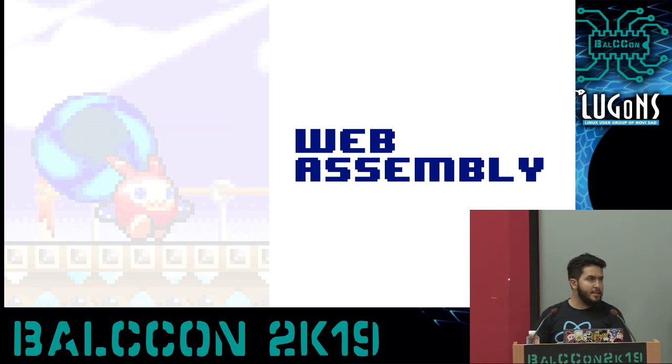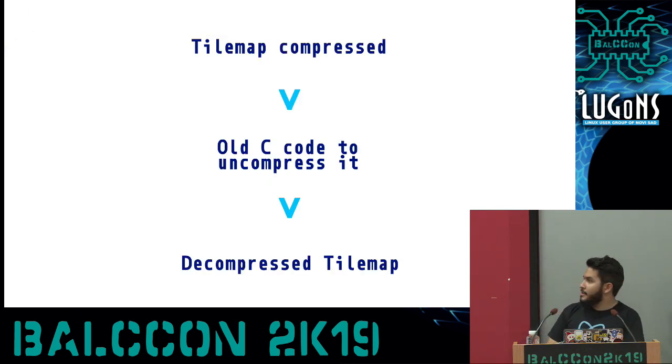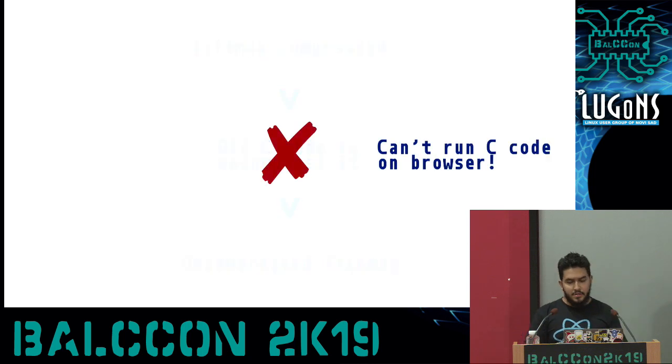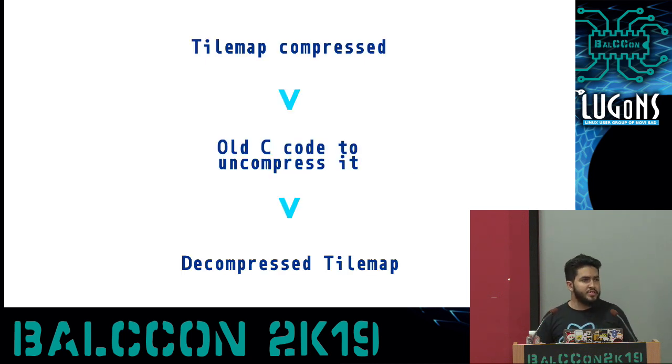Another cool thing to mention when it comes to coding the web app itself is the usage that we have of WebAssembly, because the flow that Macabeus explained is that we get the tile map compressed, and we use that old C code to uncompress it, and we get the decompressed tile map. But there is a gotcha, which is you can't run that C code in the browser. So we could translate the C code into JavaScript or something, but that would require a lot of extra work, and this was not really our focus, trying to translate this code into JavaScript.